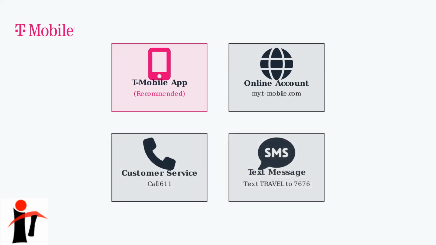The main options include a 5 GB pass for $35 per month and a 15 GB pass for $50 per month. There are 4 convenient ways to activate your international pass. The T-Mobile app is the recommended method, but you can also use online account management, customer service, or text messaging.